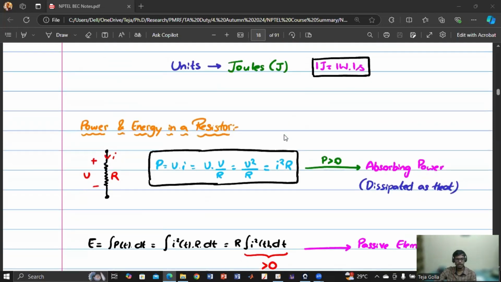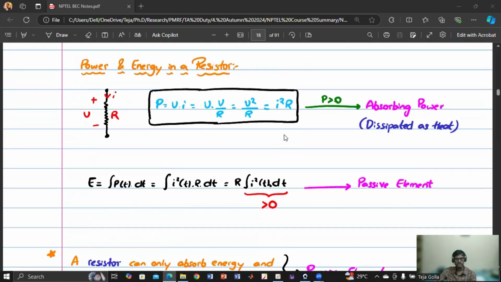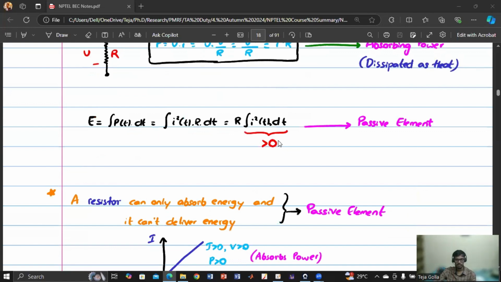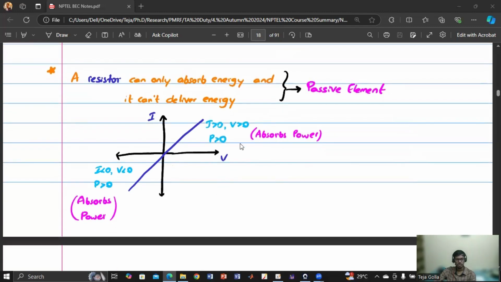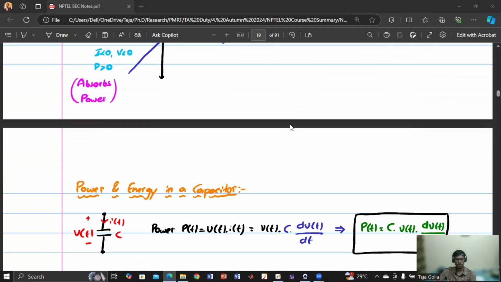Then we have seen the power and energy in a resistor. Power is voltage into current. So for a resistor, it is I square R or V square by R or V into I. And energy will be the integration of the power, and it comes out greater than 0. That's why it is a passive element. As we have discussed, a resistor can only absorb energy and it will be dissipated as heat. So power is positive, and that's why, as the IV characteristic lies in the first and third quadrants, power is always positive. It always absorbs power.